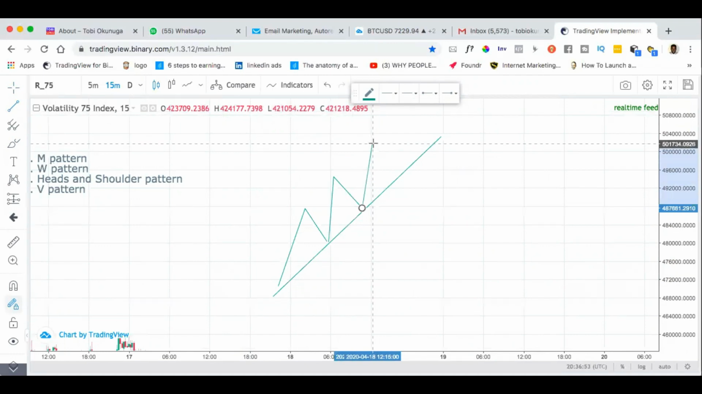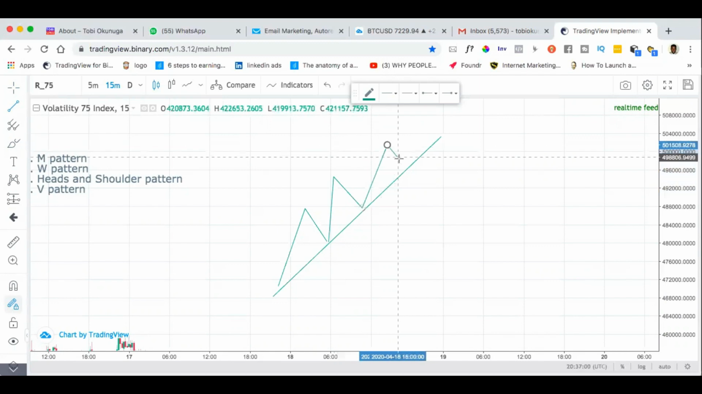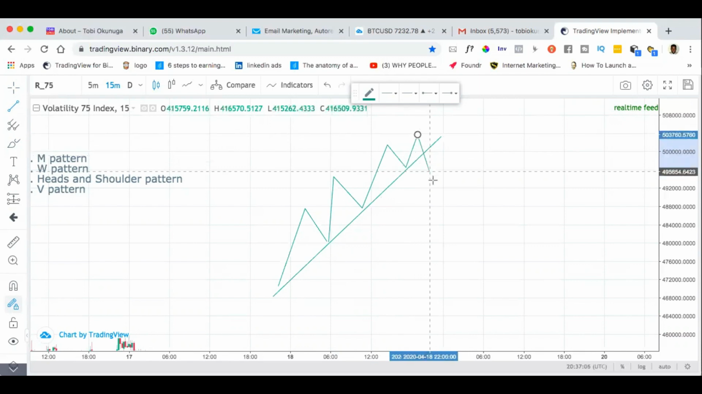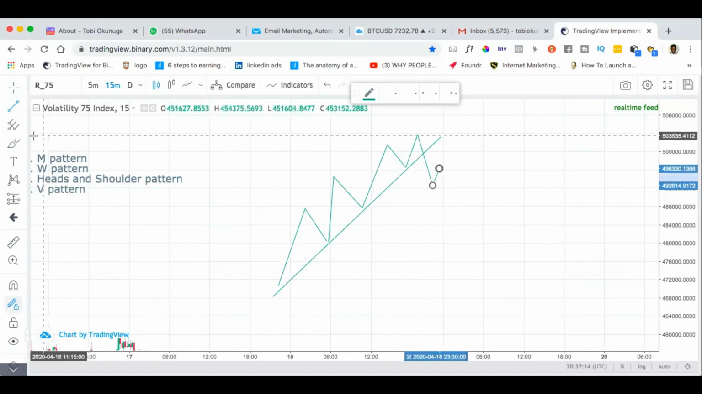For an uptrend, you are looking for the M pattern. So you want something that looks like this. You have the impulse move, you have correction, so hit this trend line, bounce back off this trend line, then you should break your trend line. Then you want to wait for a retest to this neckline here. Let me highlight this.